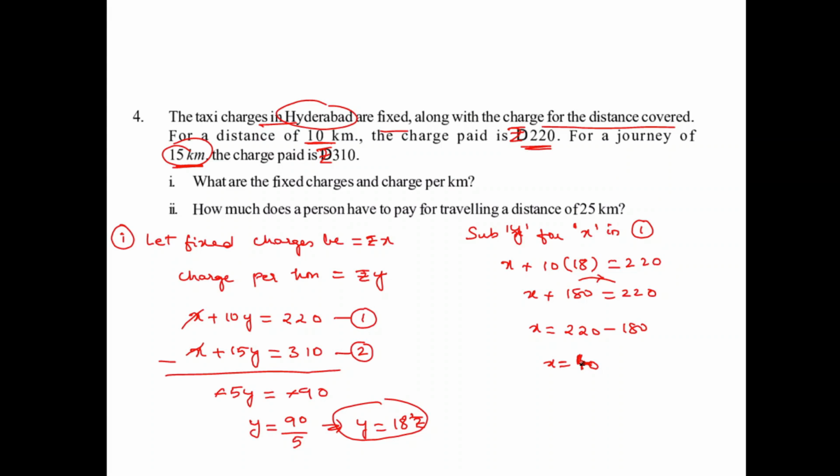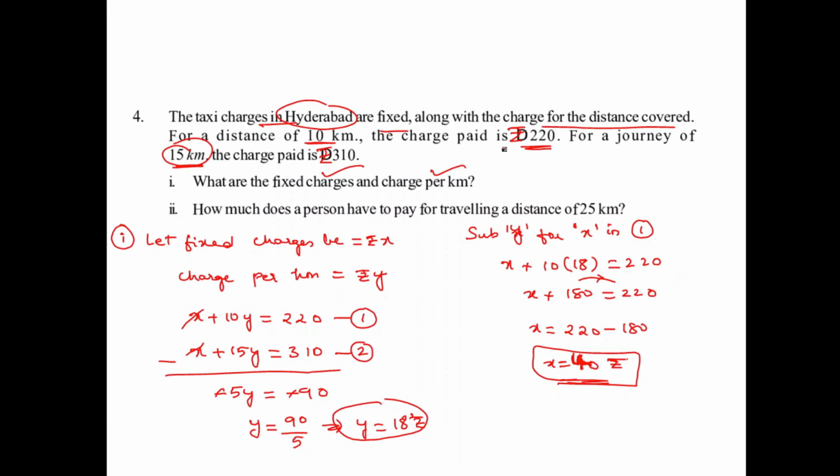So this should be your base charge, this should be your 40 rupees. Okay, hope this is clear to everyone. So we have the value of x and we have the value of y. The base charge x is 40, and the charge per kilometer is around 18 rupees. Hope this is clear, x and y terms.